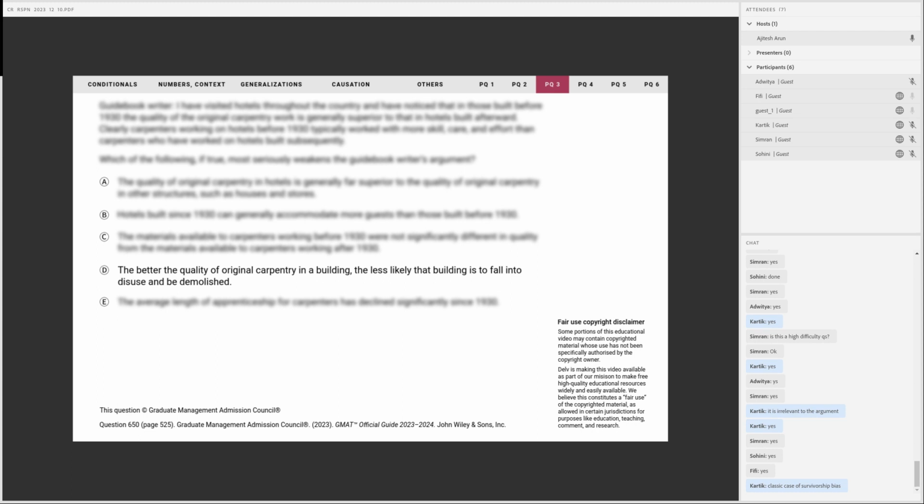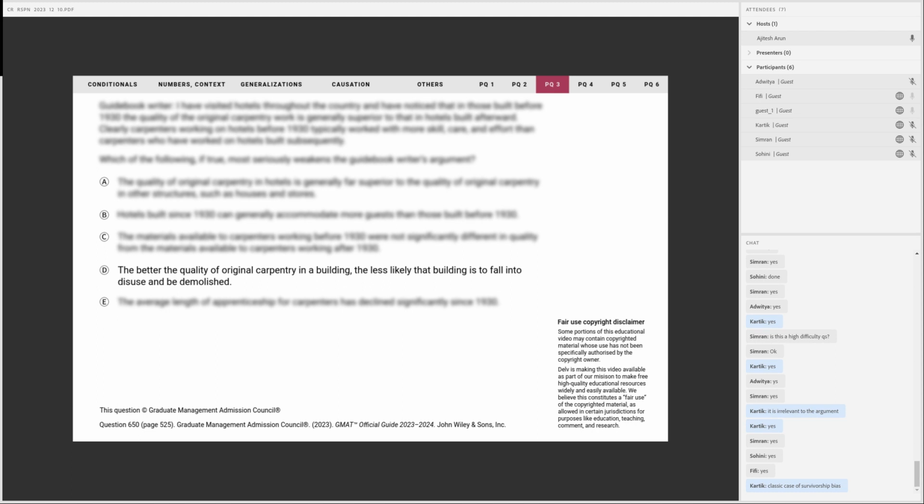So what's happening to the sample that this guidebook writer is looking at? The sample is not a good sample. It is not representative. It contains the best of the old hotels and a more general selection of more recent hotels. So this is a bad sample. And because the sample is bad, that weakens the guidebook writer's argument.